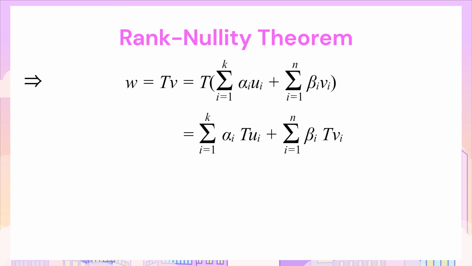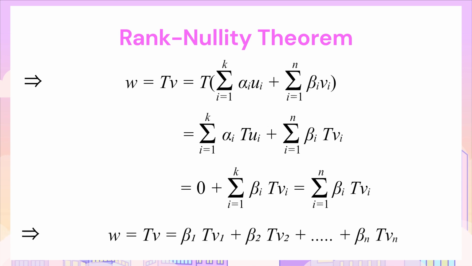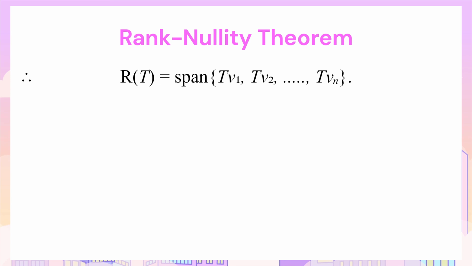By the definition of linear transformation, T preserves the operations and we get sigma running from i equals 1 to k of alpha i T ui plus sigma running from i equals 1 to n of beta i T vi. Here, in the first term we see that all the ui's are the basis vectors of the kernel of T, which implies all the T ui's will become 0, and thus we get w as a linear combination of the vectors Tv1, Tv2, up to Tvn. Hence, the vectors Tv1, Tv2, up to Tvn span the range space of T.